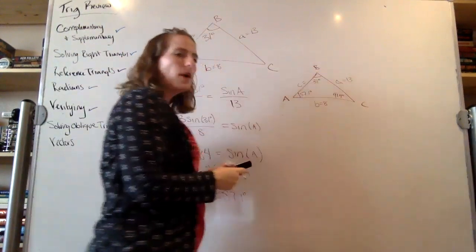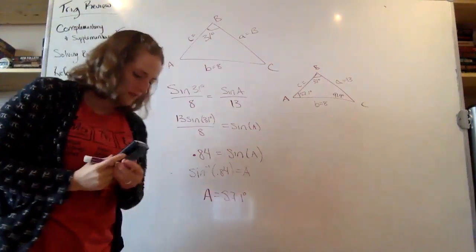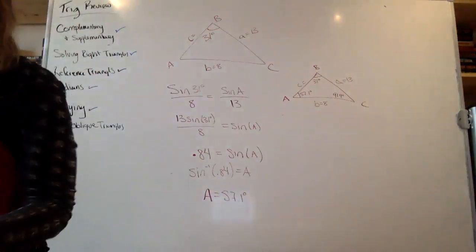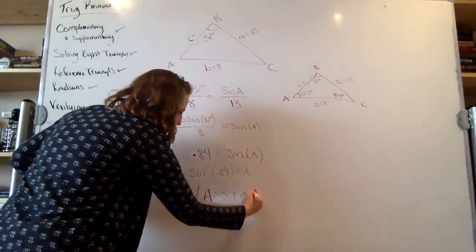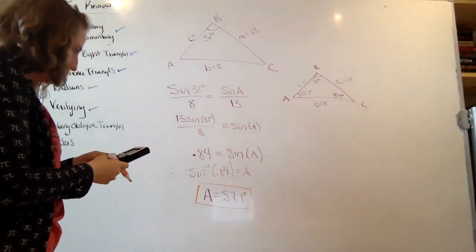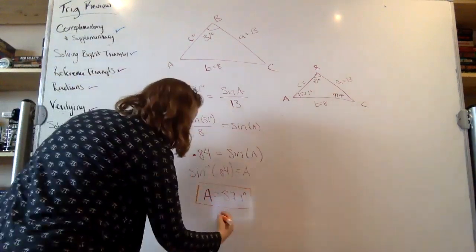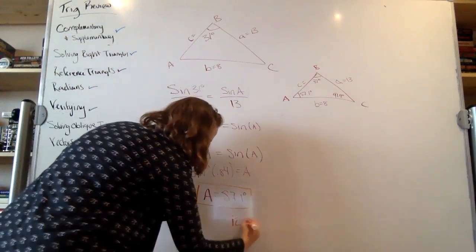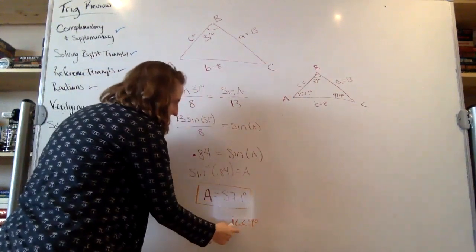Before I do that, I want to think about, is there another triangle that solves this? To answer if there is another triangle that solves this, you're going to take this A that you calculated, and you're going to look at the supplement. So I'm going to do 180 minus 57.1. That's 122.9. If there is another triangle, it would have this angle A.